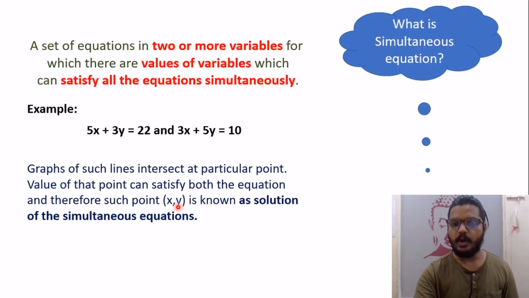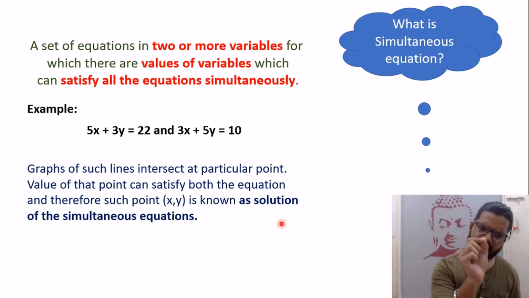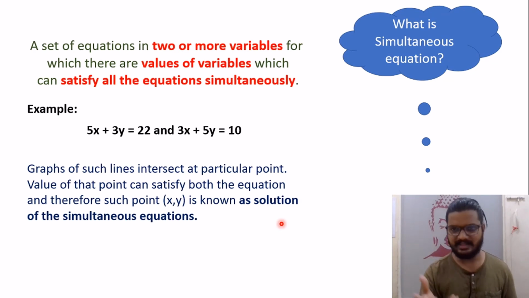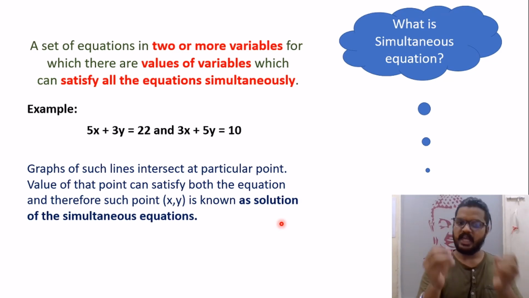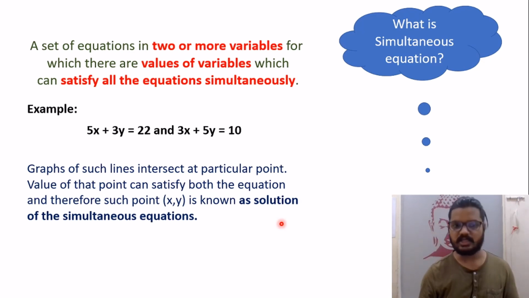And that's the point which gives you the solution. So do remember, the graph of such lines intersect at a particular point, and that intersection point has a value, obviously an x value and a y value. If you put those values back into the simultaneous equations, it can satisfy all the equations. Maybe there are 2 equations, 3 equations, or so on.